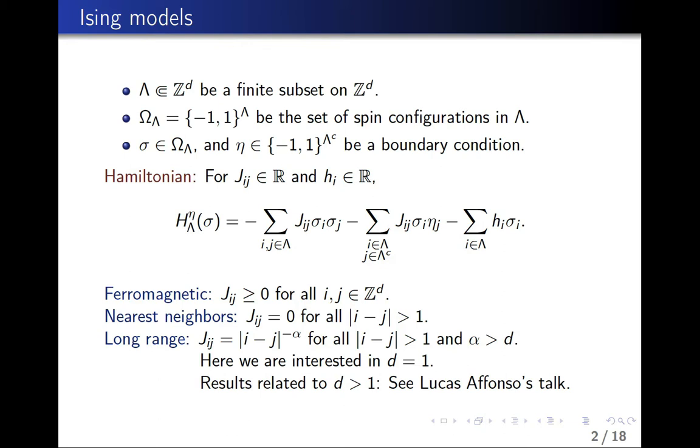It is nearest neighbors if the interactions only contribute between nearest neighbors of the lattice, and long range if the interaction decays polynomially. In this talk, we are going to work on the long range when d equals 1. If you are interested in results related to the other d's, check Lucas Afonso's talk, who will talk about phase transition and large deviation in the long range Ising model.